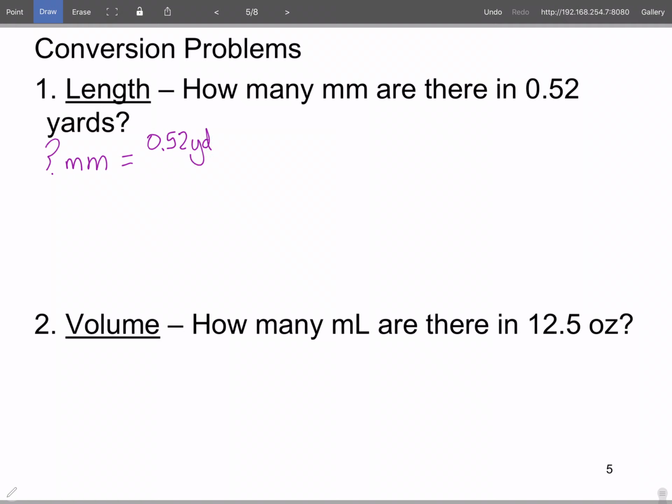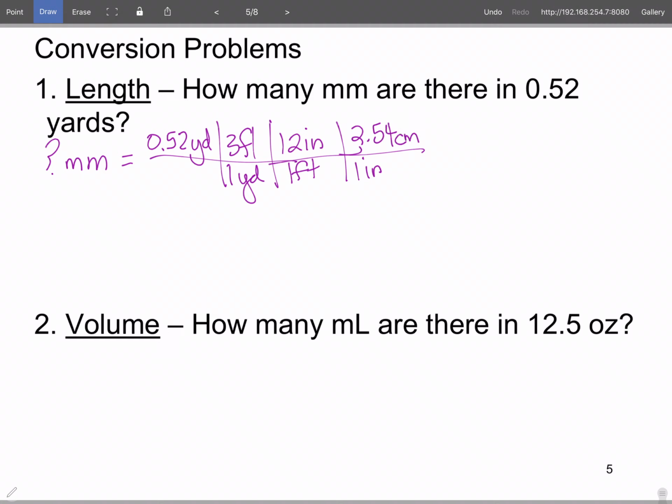And as I said, there are a couple ways to do this. First way I did it is 1 yard is equal to 3 feet. 1 foot is equal to 12 inches. And 1 inch is equal to 2.54 centimeters. And I know that 1 centimeter is equal to 10 millimeters.